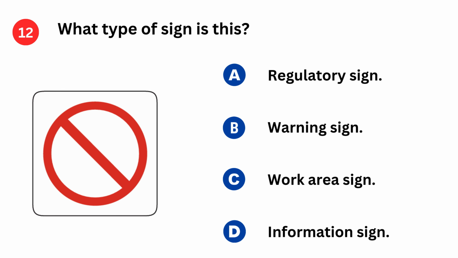What type of sign is this? A. Regulatory sign. B. Warning sign. C. Work area sign. D. Information sign.